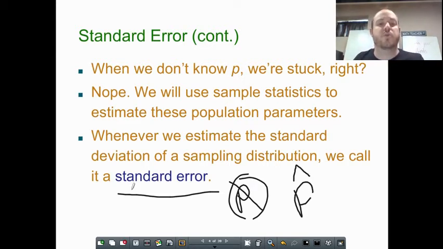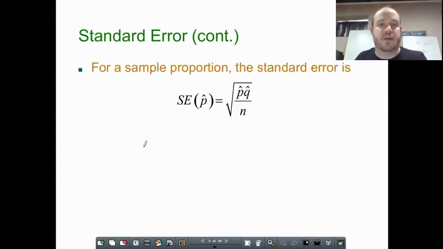So we're going to move forward now calling this a standard error, not a sampling distribution standard deviation, because we are no longer using the true proportion in the formula. All right. So officially, what's that look like? It says for a sample proportion, the standard error is the square root of p hat times q hat divided by n.